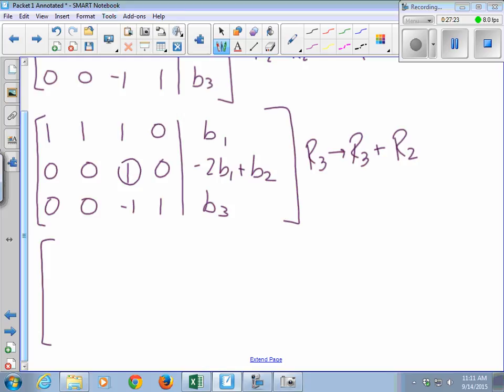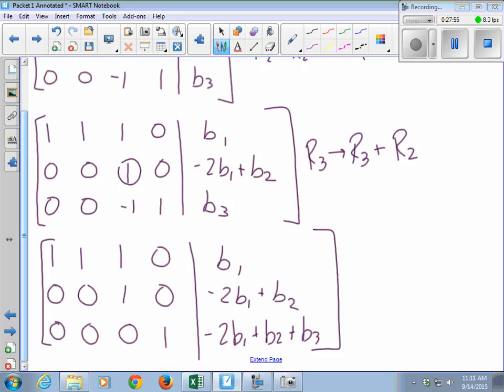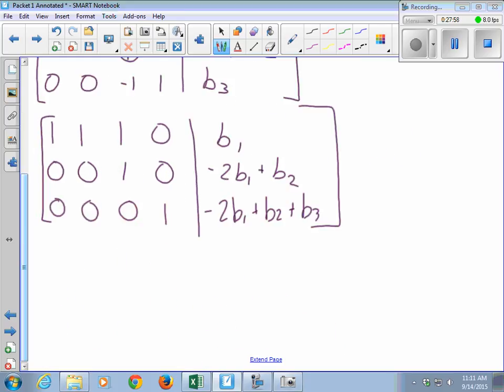Okay, so here rows 1 and 2 stay the same. 1, 1, 1, 0, B1. Row 2 stays the same. 0, 0, 1, 0, -2 B1 plus B2. And then row 3 is going to get added to row 2 and replaced. So I get 0, 0, 0, 1, -2 B1 plus B2 plus B3. Something interesting. All right, so yeah, it's in a triangular form for sure.